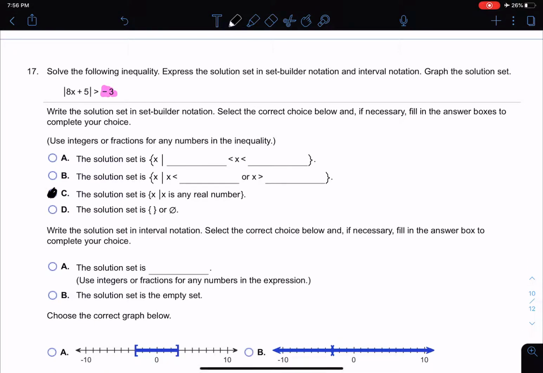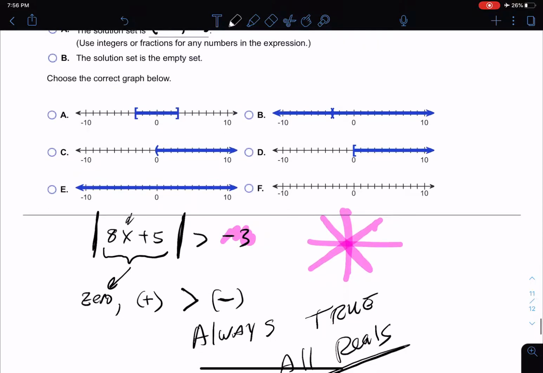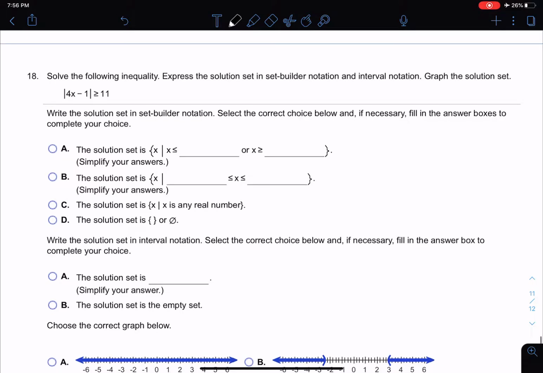On that problem, the solution set is the set of all x's such that x is any real number. Well, how do we write interval notation when we're doing all reals? Well, it goes from negative infinity to positive infinity. And how do we show all reals on a number line? We just shade the whole thing. There it is.